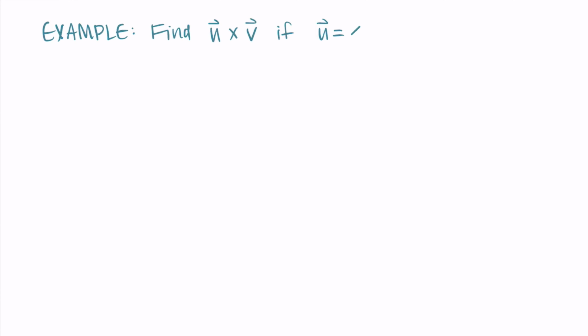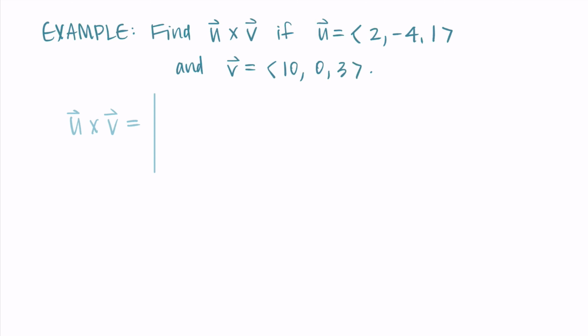If we have the vector u, which is 2, -4, 1, and the vector v, which is 10, 0, 3. So I've been given my two vectors, and now I just need to compute the cross product. I'm going to set up the determinant in order to find this. So u cross v is equal to the determinant, where the first row is i, j, k, the second row is u: 2, -4, 1, and the third row is v: 10, 0, 3.